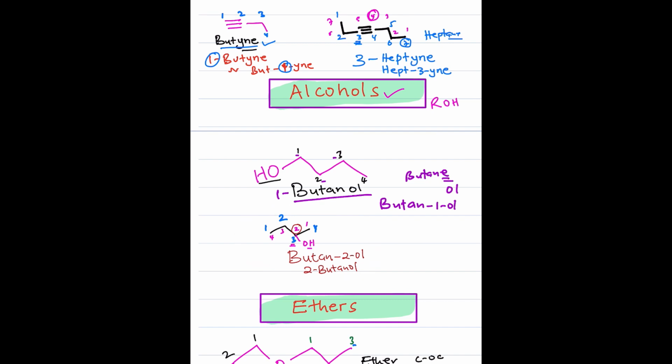Now let's look at the next structure, this one here. If we count from the right, you have carbon number 1, number 2. So the OH is on carbon number 2, and then 3 and 4. So because it has 4 carbons, it becomes butane. And then we show the position of the OH, so 2-ol. So butane 2-ol. Or you could say 2-butanol.